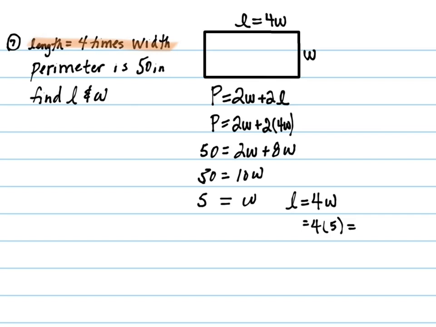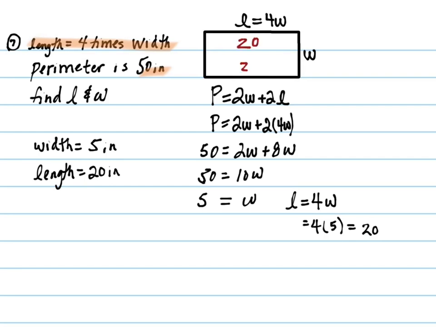If the width is 5, and the length, yeah, we get 20. And we want to put units on them. It said inches up here, right? So we've got that the width is 5 inches, and the length is 20 inches.